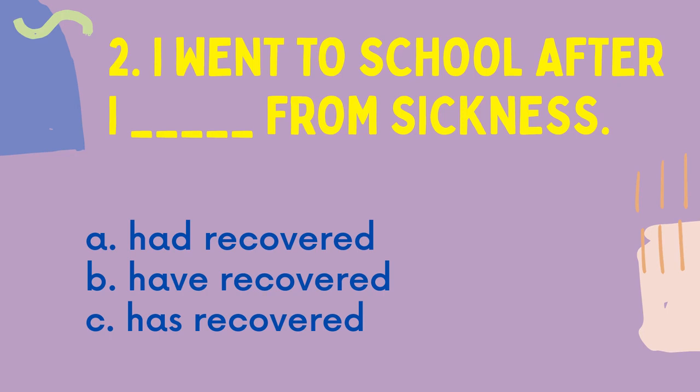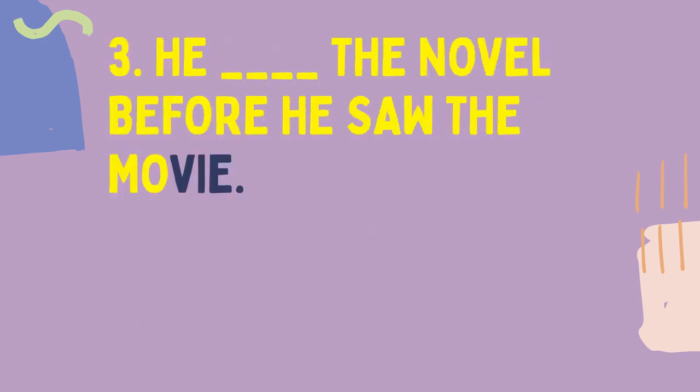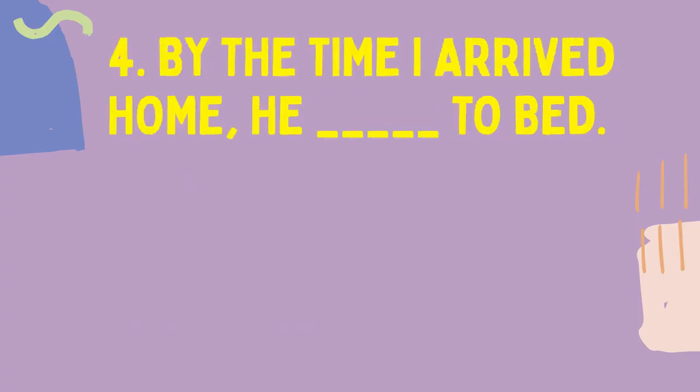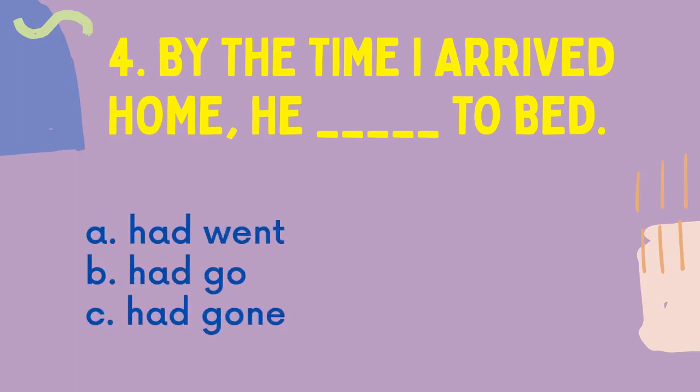Number 3. He blank the novel before he saw the movie. A. Has read, B. Had read, or C. Had reading? Number 4. By the time I arrived home, he blank to bed. A. Had went, B. Had go, or C. Had gone?